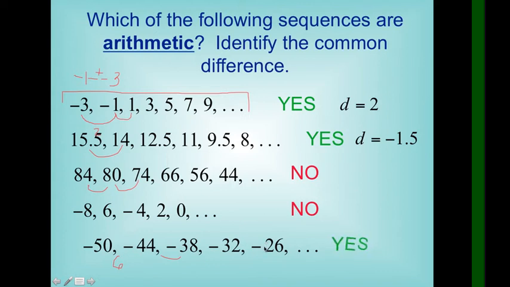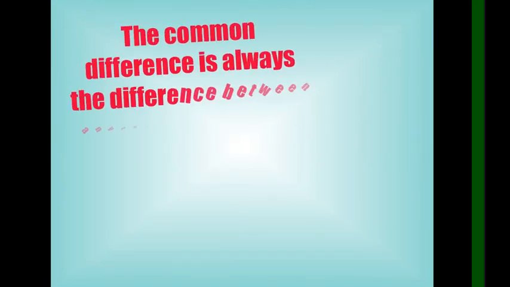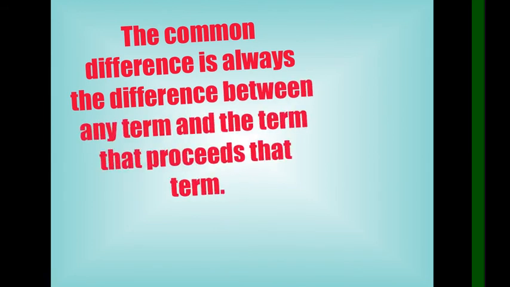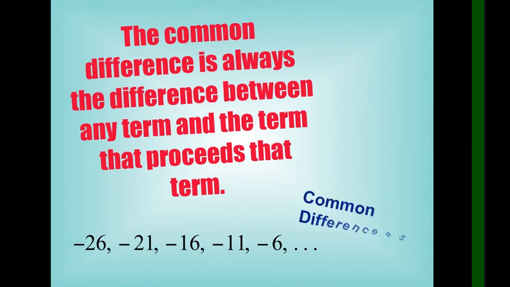Okay? So, this one is a yes. It is an arithmetic sequence because they have the common difference of d equals 6. By the way, the common difference is represented by a small letter d. Now, the common difference is always the difference between any term and the term that precedes it. Negative 26, negative 21, negative 16, negative 11, and negative 6 has a common difference which is equal to 5. If you want to check, you can check it using your calculator.